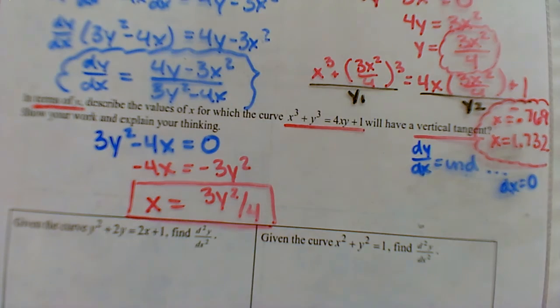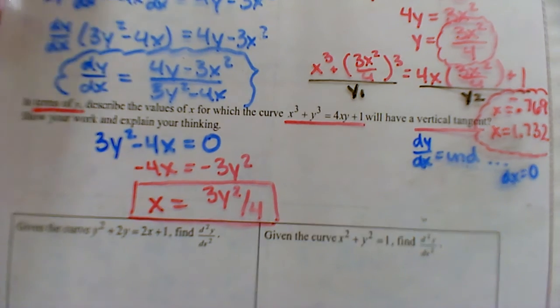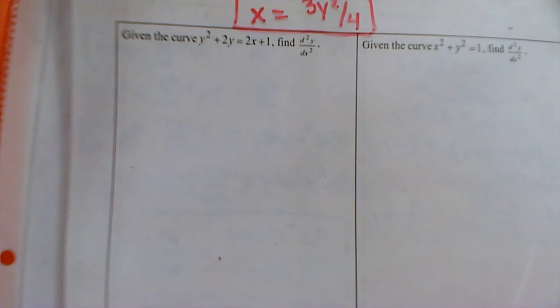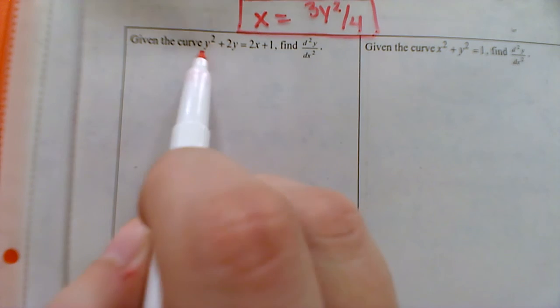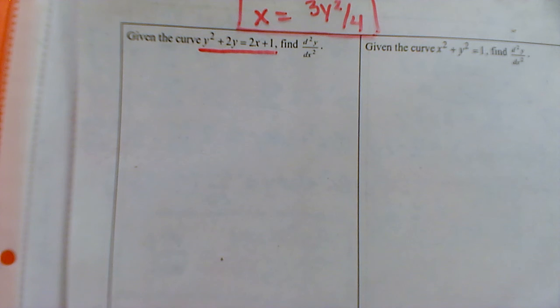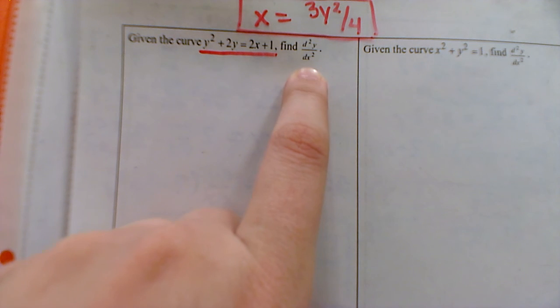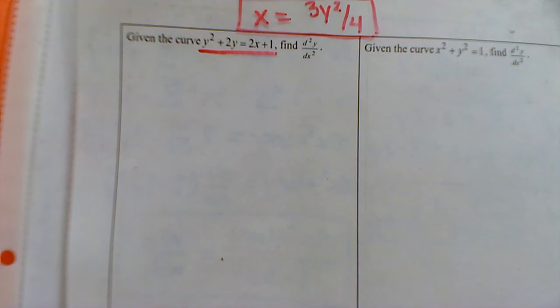All right. Let's try a few more of these practice ones. Finding the derivative. This is when it's going to get a little different. Okay. Given this curve, notice how it's implicit, okay, x's and y's mixed through. Find that. What do you think that means? What does it kind of look like?